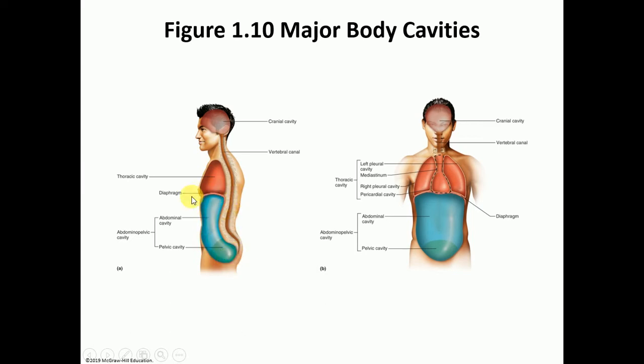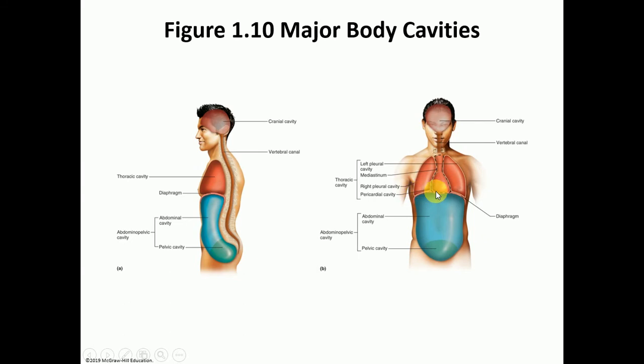Above the diaphragm is the thoracic cavity. Below the diaphragm is the abdominopelvic cavity, and you can see here that imaginary line with the abdominal cavity above and the pelvic cavity below or inferior. Same thing goes for here as well. So again, that's your diaphragm. Superior or above it is the thoracic cavity.